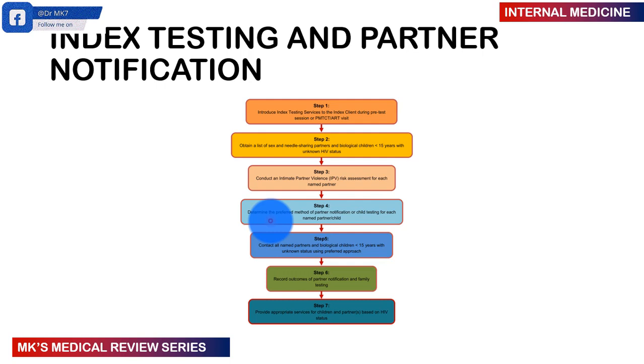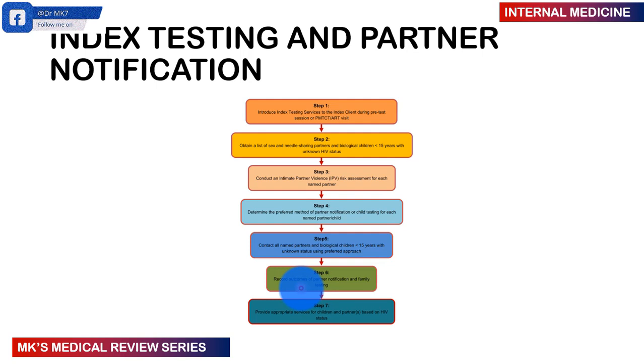Then, of course, contact all the named partners and biological children less than 15 years with an unknown status. Then, of course, record the outcomes of the partner notification and family testing. Then, of course, we should provide services for children and partners based on the HIV status.